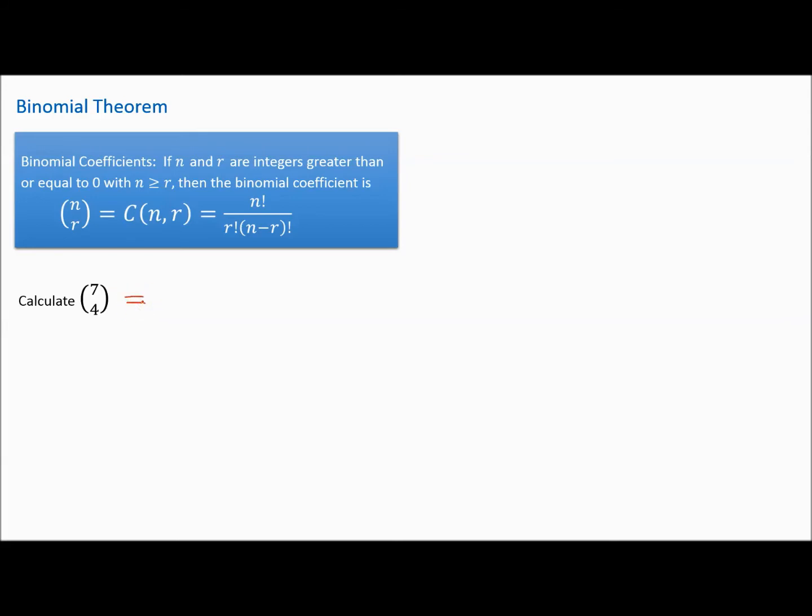Now, remember what this means: the top number goes on top, 7 factorial. The bottom number goes on the bottom, and then you subtract the 2.